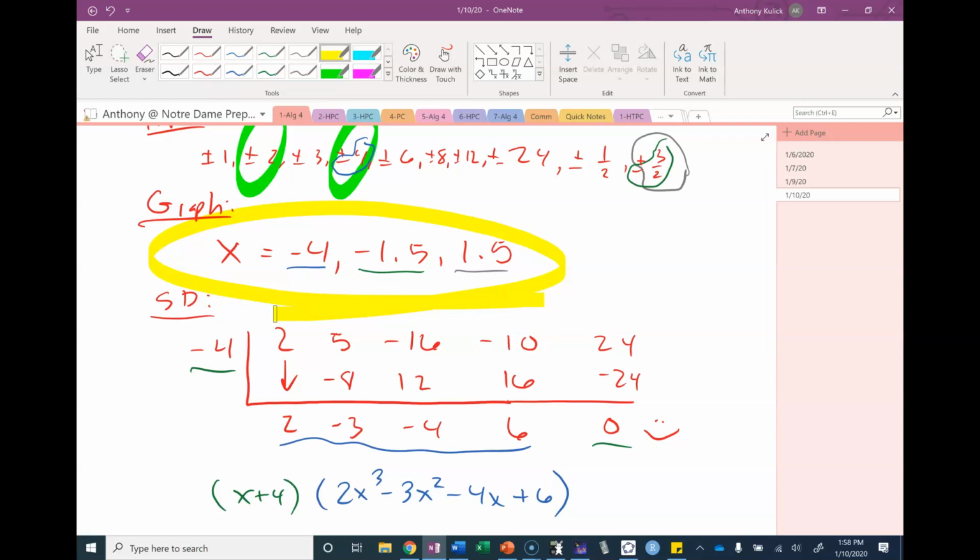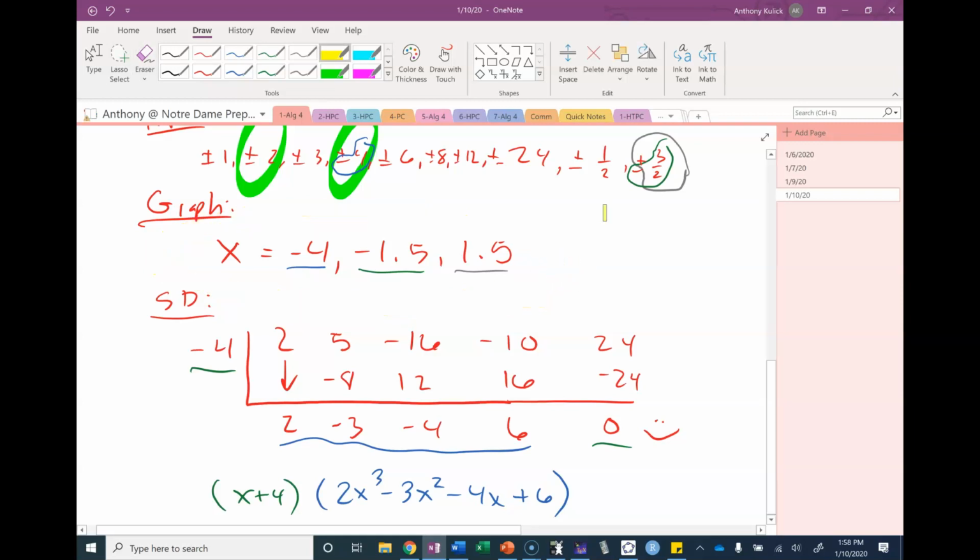I thought you divided the leading. I thought you divided one of the graph numbers by the leading coefficient. No, the graph numbers are the graph numbers. Those, you don't change those at all. Okay?